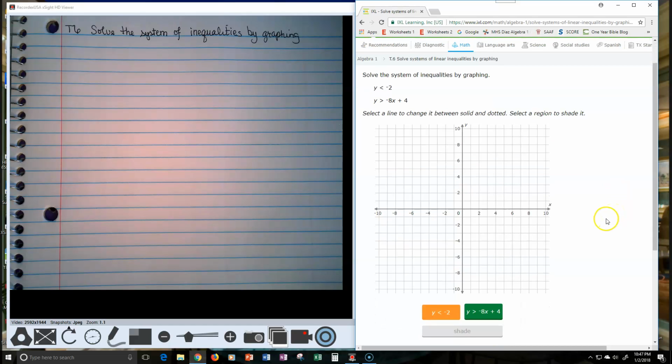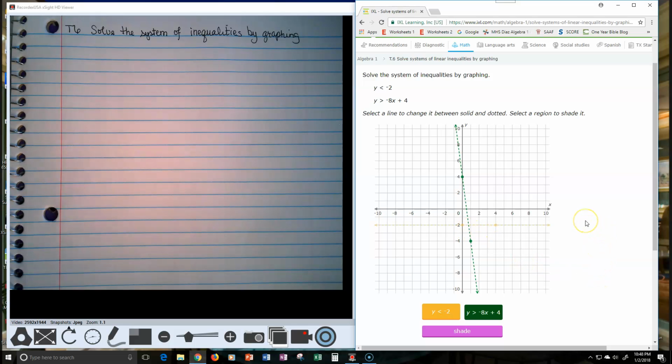Alright, so here we have y is less than -2. So let's go to -2. We know that our line is going to be dotted because we have the less than symbol, not less than or equal to. Now on this one, we have y is greater than -8x plus 4. So this is a slanted line. So we're going to start at 4. We know it's a negative slope, so it's going to fall from left to right. So we're going to go down 1, 2, 3, 4, 5, 6, 7, 8, and to the right 1. And again, it's going to be dotted as well.